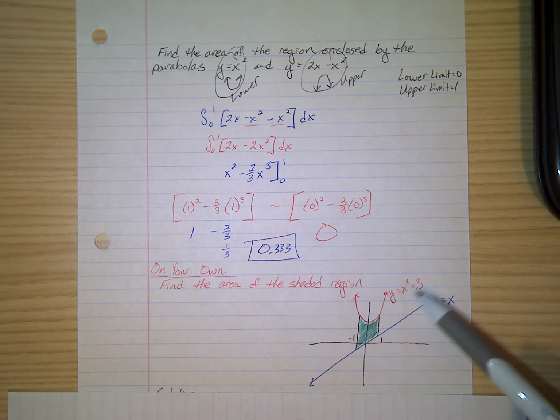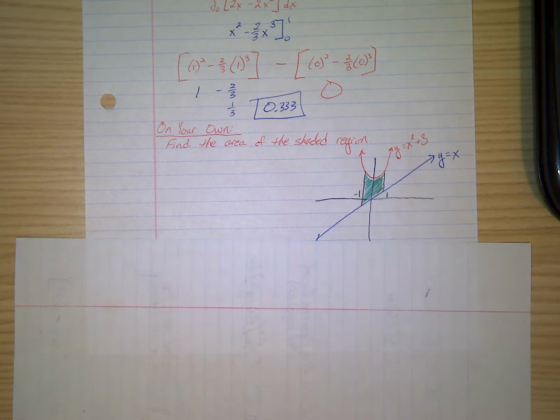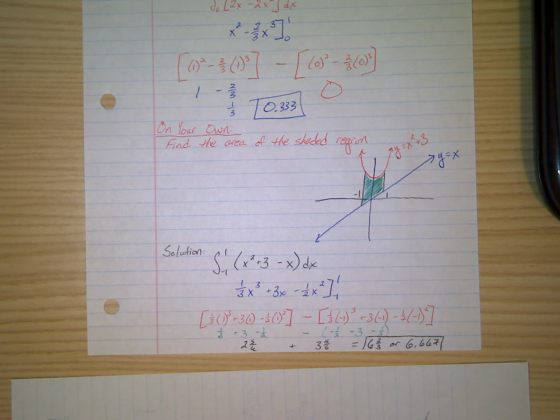So on your own, I have a little diagram here for you. Here are the two functions, x squared plus 3 and x from -1 to 1. Find the area between them. Go ahead and pause the video to do that. Set it up. And then hopefully you get that as your answer.